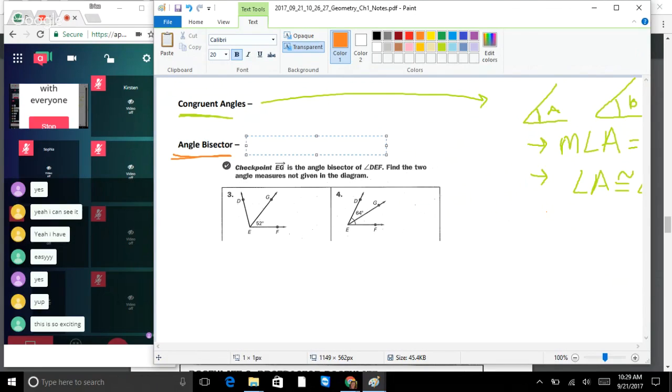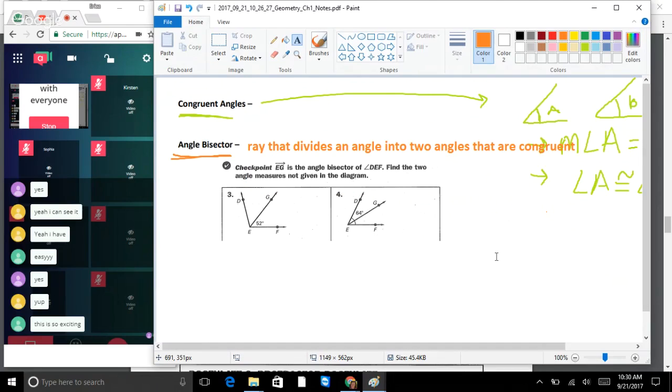So the definition is: an angle bisector is a ray that divides an angle into two angles, not angels, into two angles that are congruent. A ray that divides an angle into two angles that are congruent.